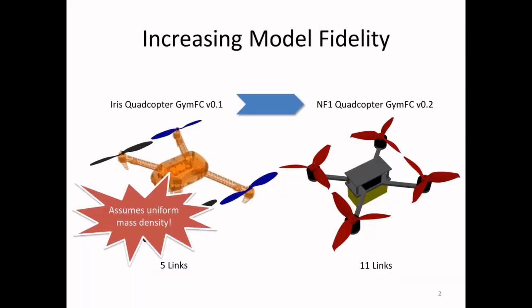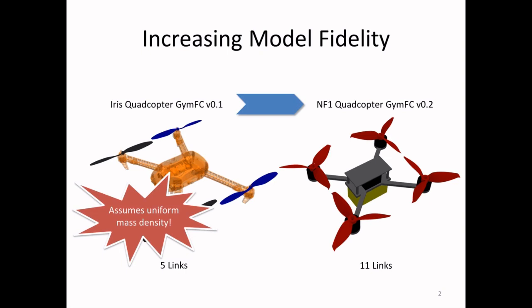Now, the original GymFC wasn't very flexible. We included the Iris quadcopter model, primarily for simplicity, and it was easy to get started because this model is included with Gazebo, so we already had it. However, the model itself only has about 5 links, which include the main body, and the main body encapsulates the battery and each of the motors, and it also assumes a uniform density, which is just completely inaccurate.